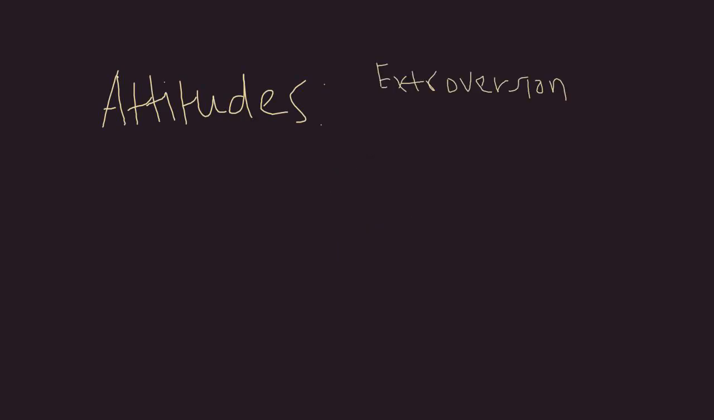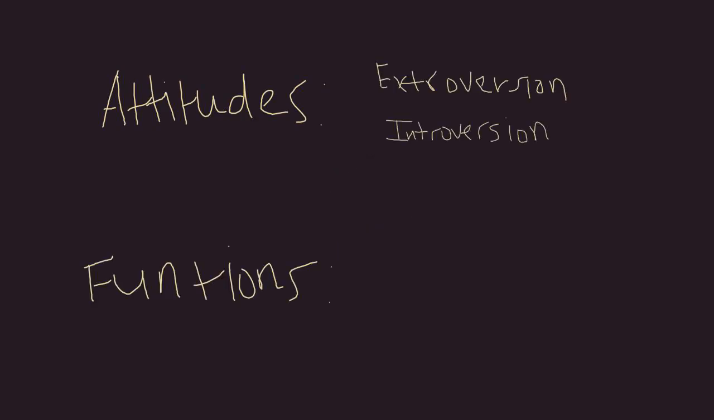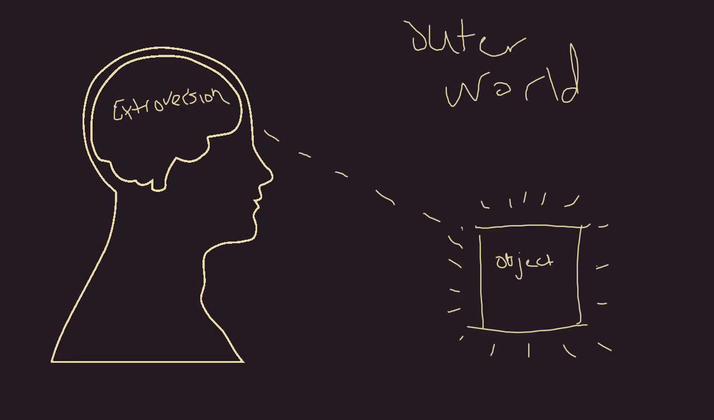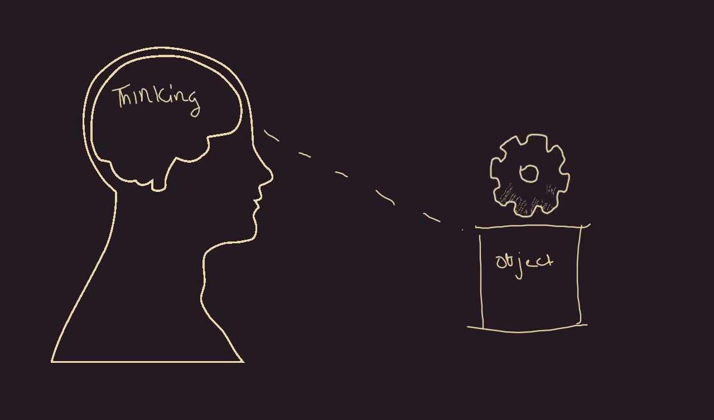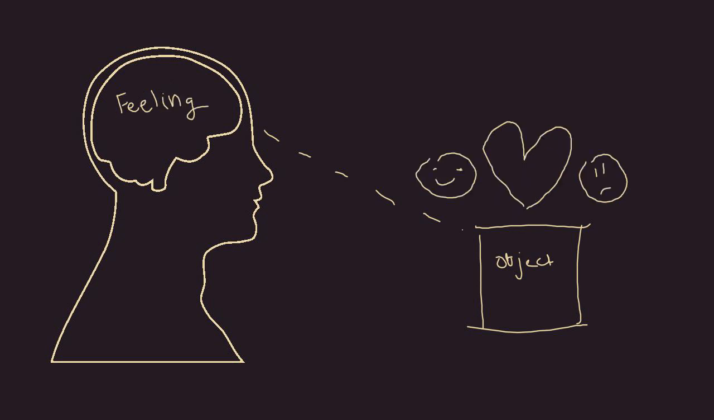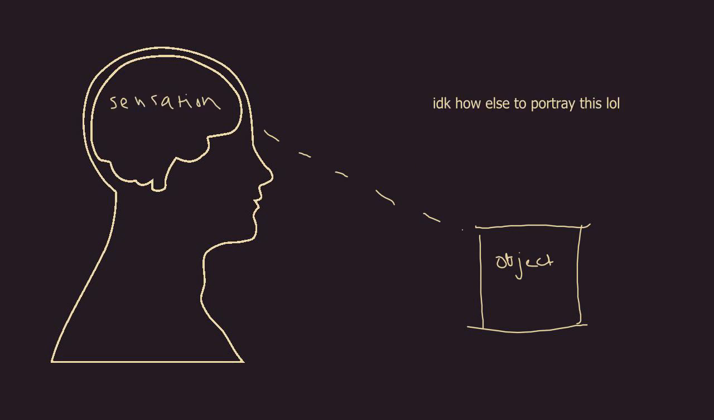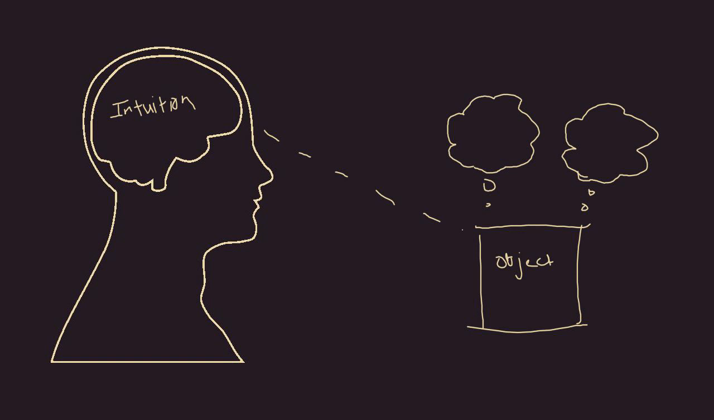In essence, each cognitive function is composed of an attitude, extroversion or introversion, and a function, thinking, feeling, sensation, and intuition. Extroversion is oriented toward observed objects, independent from the mind. Introversion is oriented toward ideal thoughts and inner ideas. Thinking evaluates things based on logic and functionality. Feeling evaluates things based on sentiments and values. Sensation perceives concrete details and facts, and intuition perceives general notions and hidden connections derived from hunches and speculation.